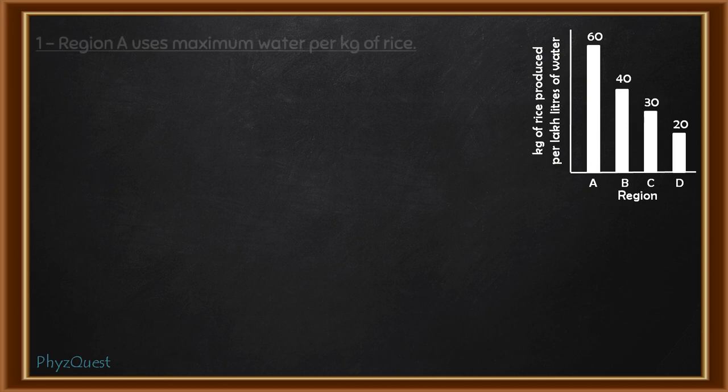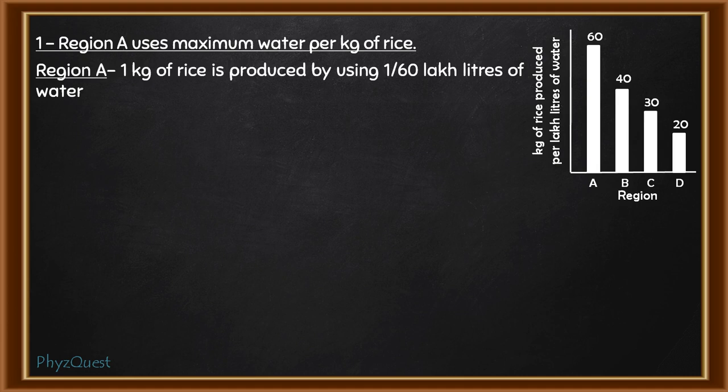So, first inference is region A uses maximum water per kg of rice. So, let's discuss that. According to the plot, 1 kg of rice is produced by 1 by 60 lakh liter of water. Why? Because 1 lakh liter of water is producing 60 kg of rice. That means to produce 1 kg of rice, we need 1 by 60 lakh liter of water.